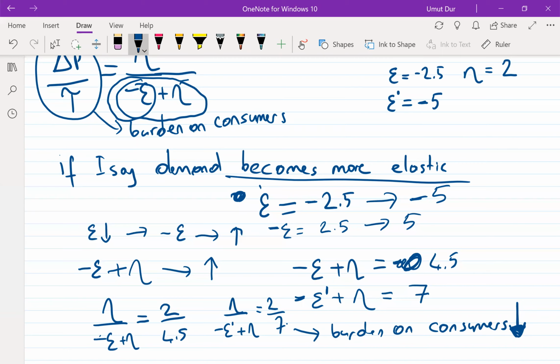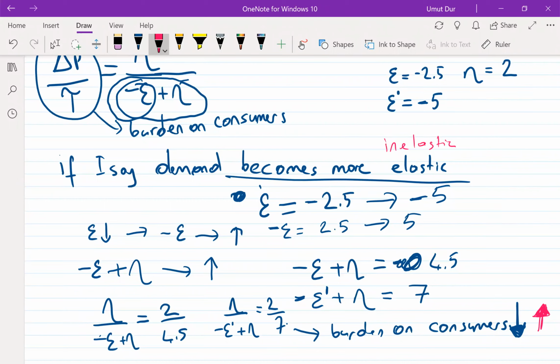In other words, if the demand becomes more inelastic, which means that epsilon is approaching 0, then the burden on the consumers will increase. You can just think about it.